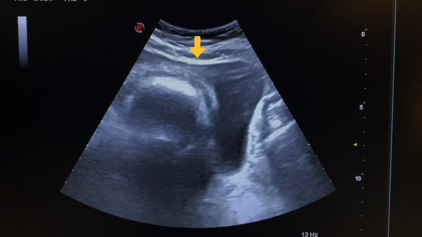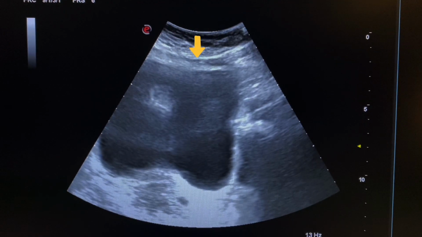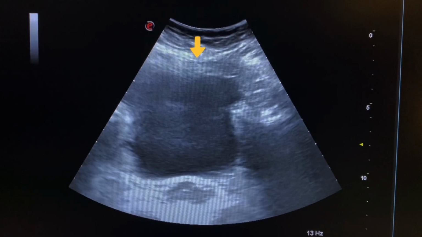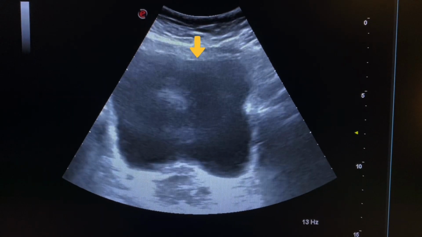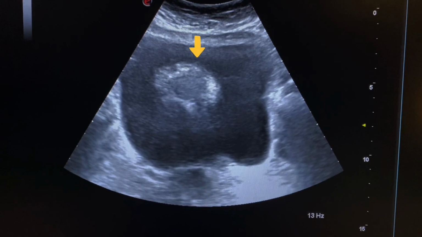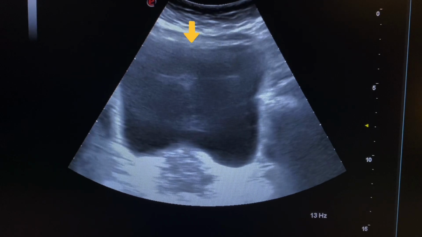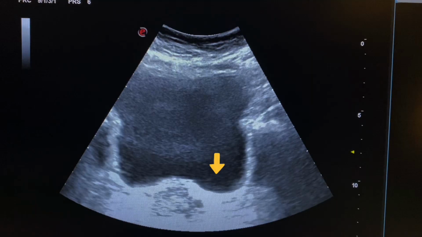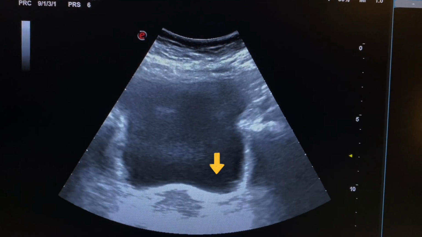First we will place the transverse probe at the suprapubic area and here we see the bladder. The bladder is full. For second and third trimester, a full bladder is not recommended or not required. But if we see the bladder, the walls of the bladder are thickened and echogenic. And here we also see debris in the base of the bladder.